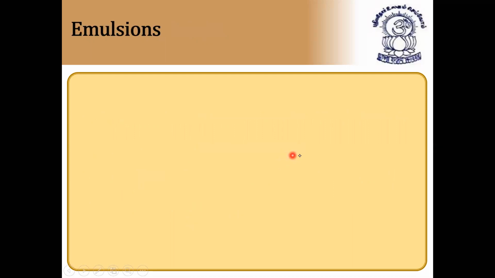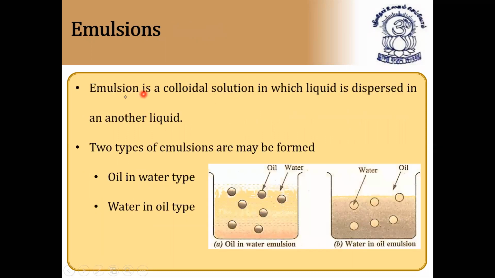Next, emulsions. The last topic in this chapter is emulsions. What are emulsions and what is the use of emulsions, we are going to discuss now. An emulsion is a colloidal solution in which a liquid is dispersed in another liquid. The dispersed phase is liquid and the dispersion medium is also liquid. This liquid-in-liquid type is called an emulsion.